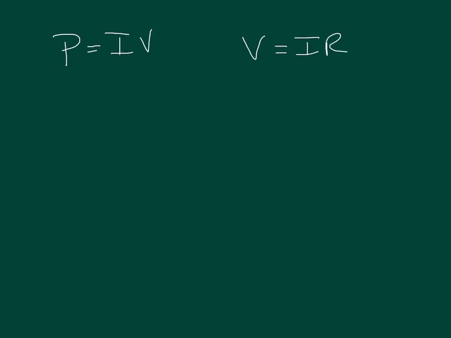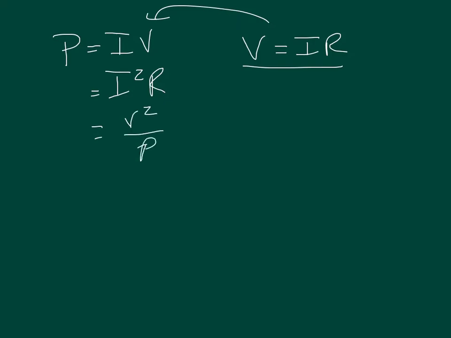hard, aren't they? But you know, sometimes we don't know the current or we don't know the voltage, but we do know the resistance. So sometimes what we do is we take this equation, we rearrange it, and then plug it into that one. And I'm not going to do that. But power is also I squared R, or it's also V squared over R. So which version you use depends on what you know.